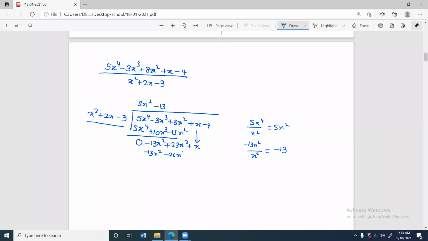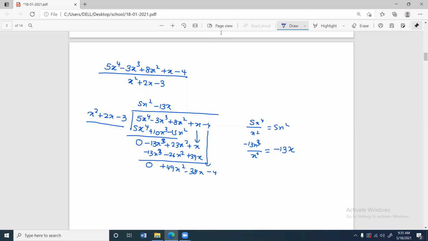Sorry, I think I made a mistake. This is cube, and this is x. That's the way. This is minus 13x cube. It's minus 26x squared. Minus 13x into minus 3 is plus 39x. Then subtract this. Then this is 0. 23 minus 26 turns out to be 49x squared. x minus 39x is minus 38x. Then take the last term down, minus 4.